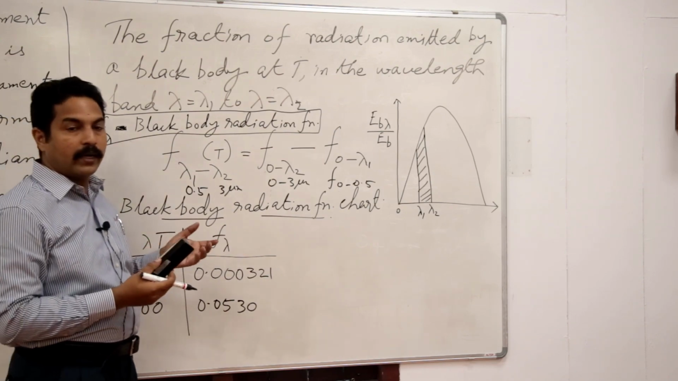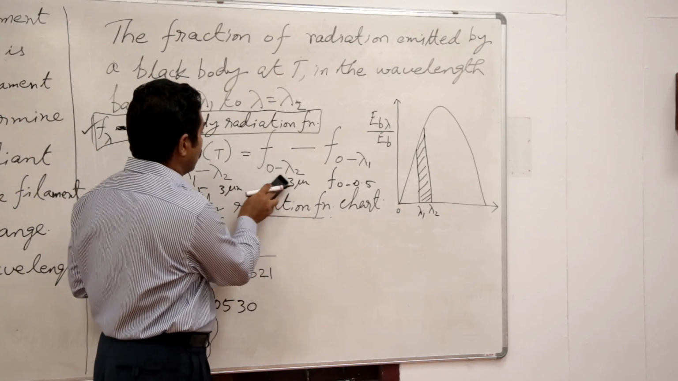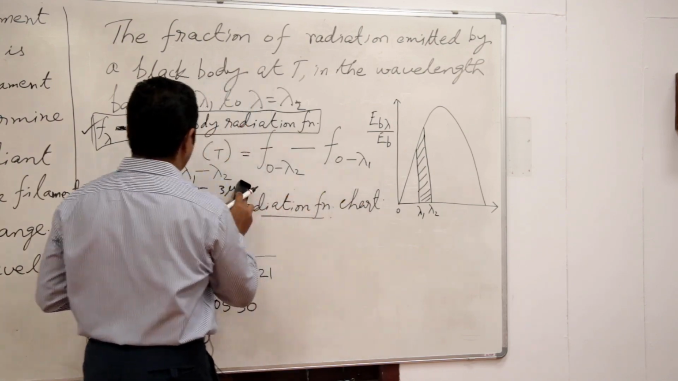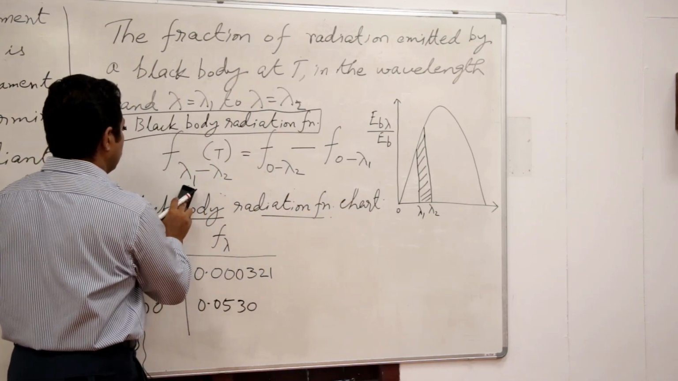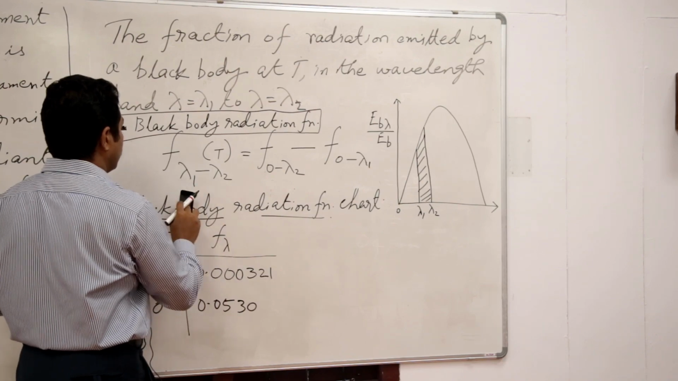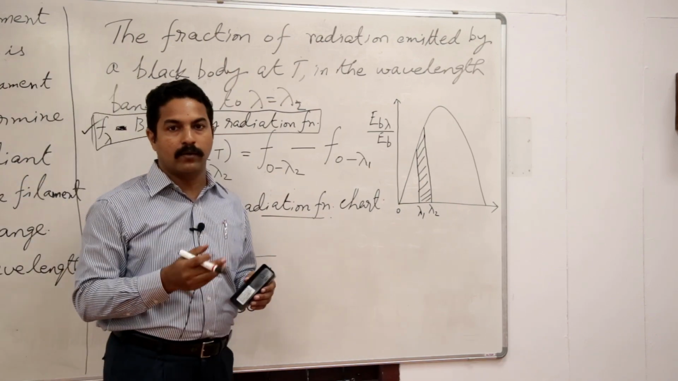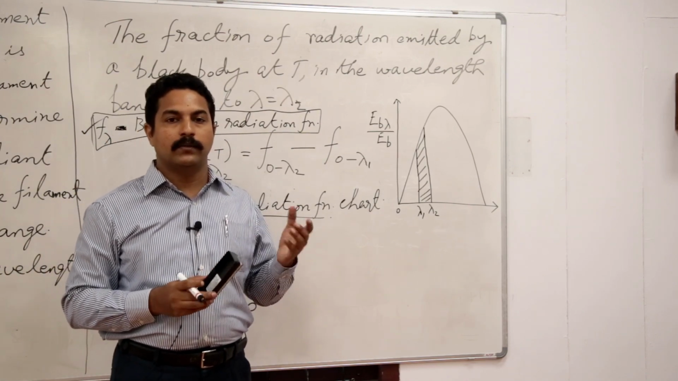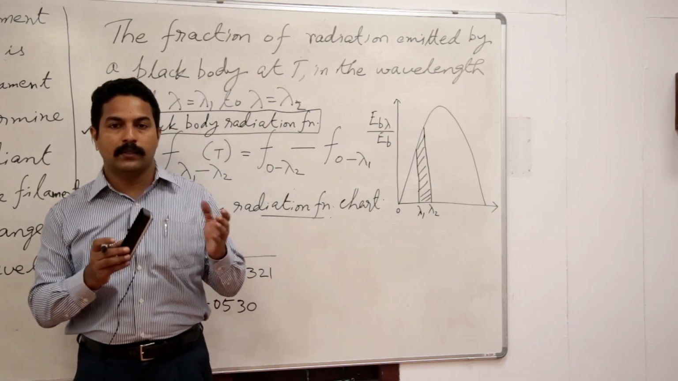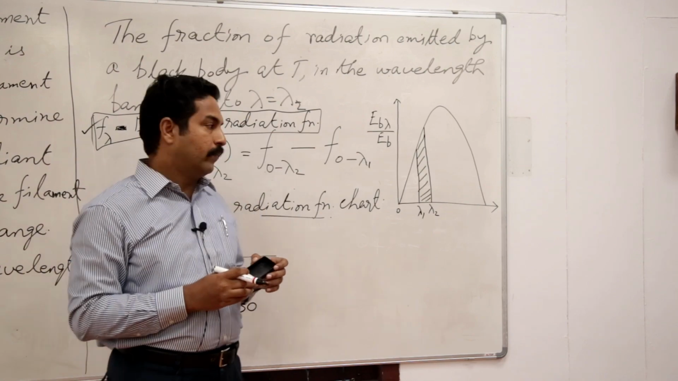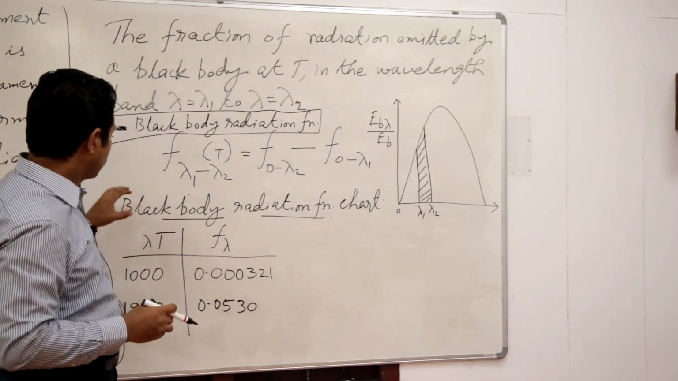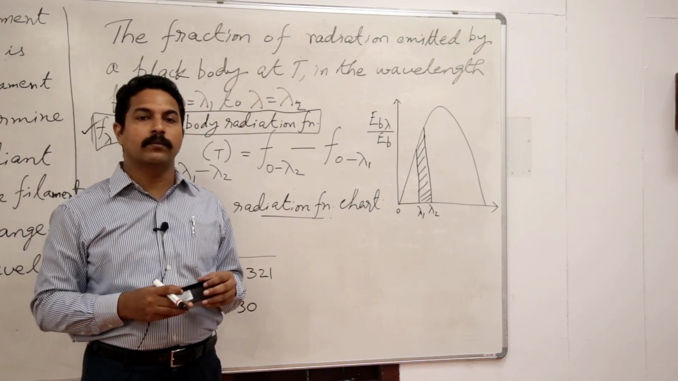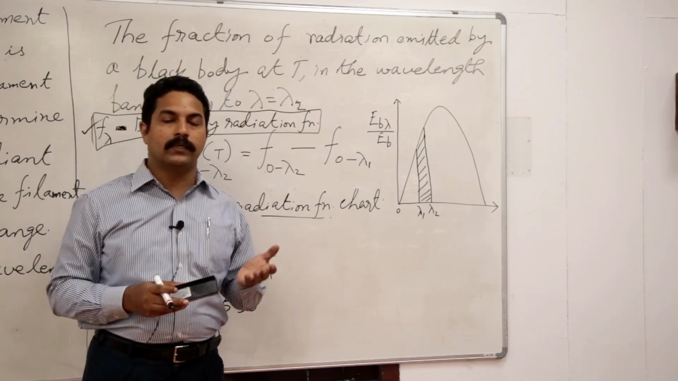Then where will I get all these F 0 to lambda 2 values? How can I find them out? We can find them by integrating our Planck's law, putting in the values. But in your data book, tables are available from which you can get them. There is a chart called the Blackbody radiation function chart, available in your data book as well as in the textbook.